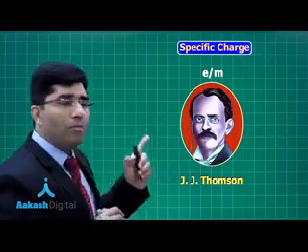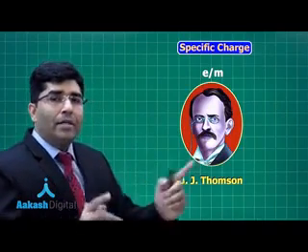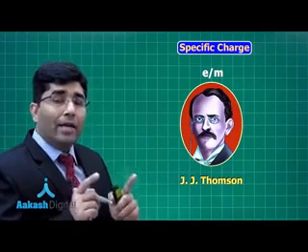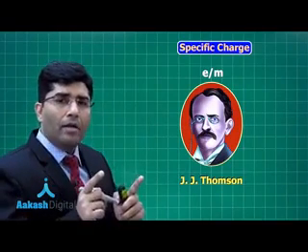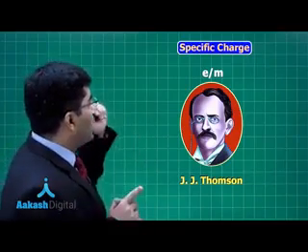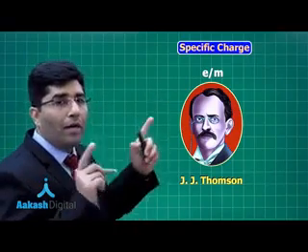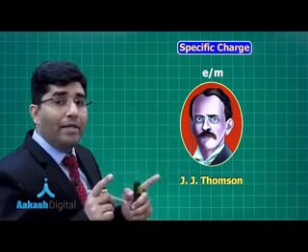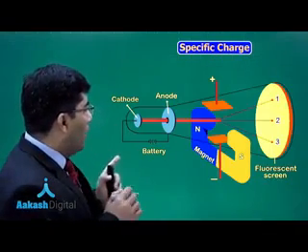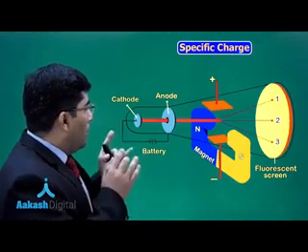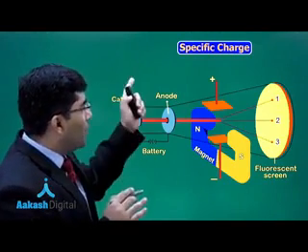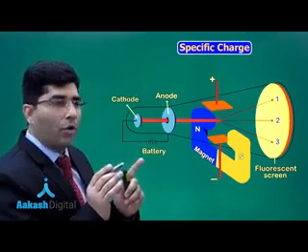Sir J.J. Thomson said that the charged particles in the cathode rays are electrons, and he found the specific charge of the electron. And how did he do it? Let's try to understand. This is the model which can help us understand how J.J. Thomson found the specific charge on the electron.